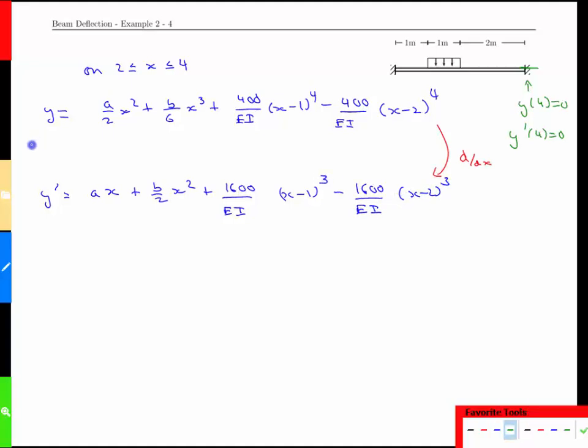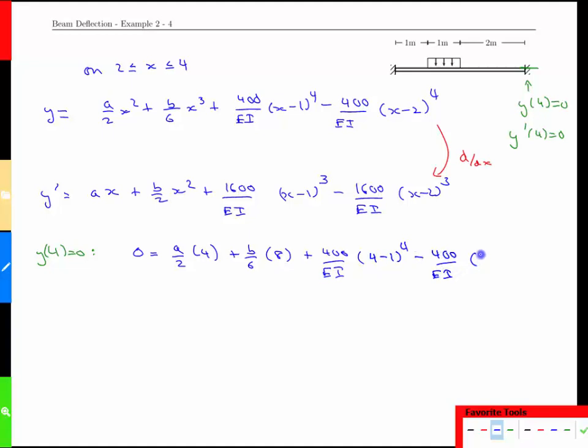Now we can use our condition that y of 4 is equal to 0. That'll give us 0 equals a over 2 times 4 plus b over 6 times 8 plus 400 over EI (4 minus 1) to the power 4 minus 400 over EI (4 minus 2) to the power 4. 2a plus 4/3 b. And simplifying these terms, we end up with 26,000 over EI, and that's it.